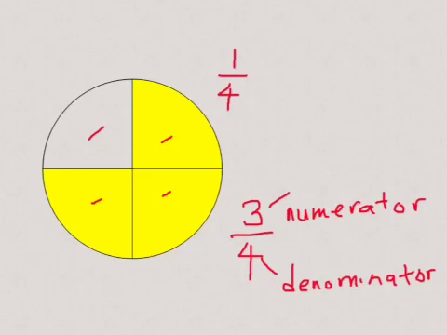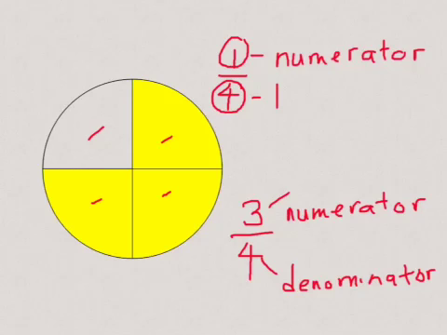Once again, children, 1, this number here, is the numerator. Yes, very good, numerator. While this 4 over here at the bottom is known as the denominator. Yes, denominator.